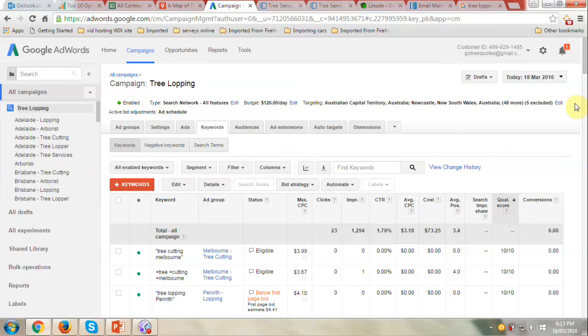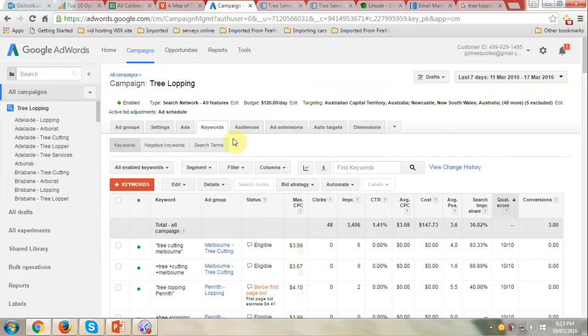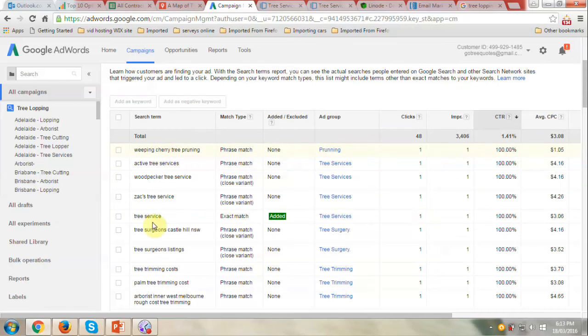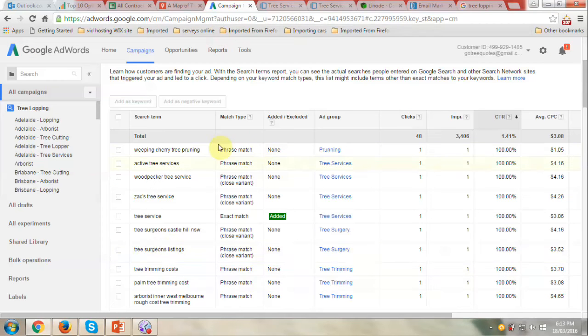Okay, so set your search for the last week, or if your AdWords has been turned off for a while, maybe set it to all time. Set the last week, and in the keywords tab, hit search terms. In search terms, it's going to show you all the terms that people have typed in to the Google search bar that has shown your ad.